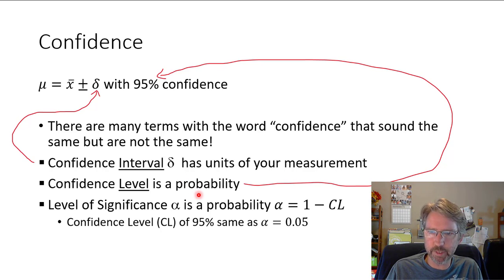And then just to confuse things further, when we talk about the confidence level, sometimes we give that in terms of alpha, which is the level of significance, and it's 1 minus the confidence level. So confidence level doesn't have a symbol, so I usually use CL for the abbreviation. Alpha comes up in a lot of equations, and it's 1 minus the confidence level. So a confidence level of 95% is the same as an alpha level of significance of 0.05.